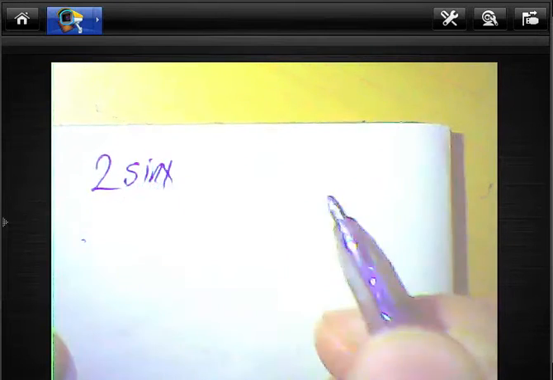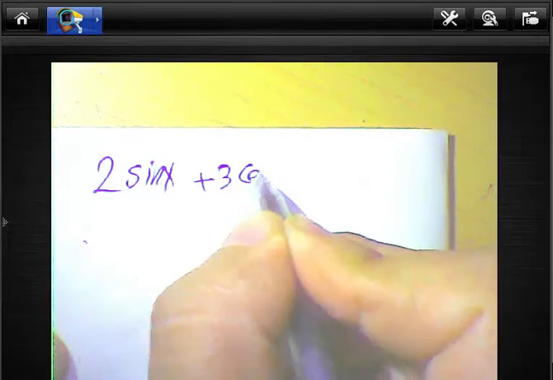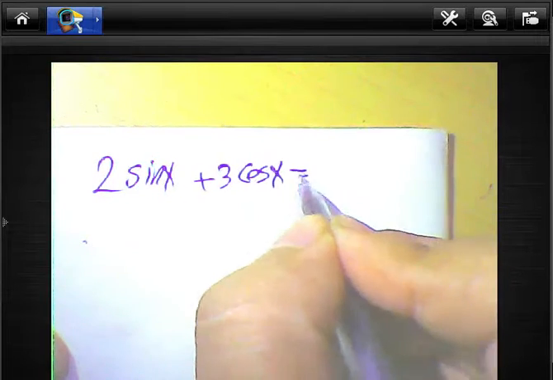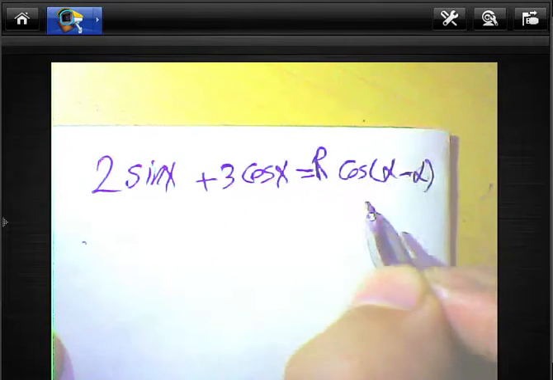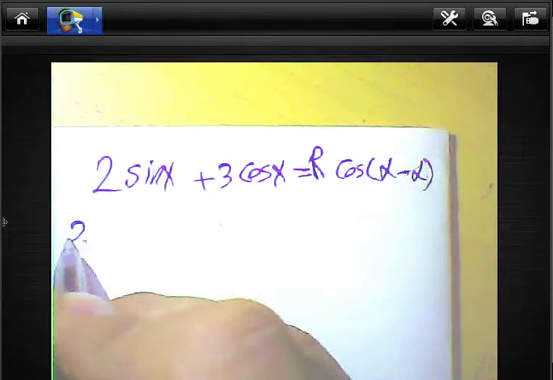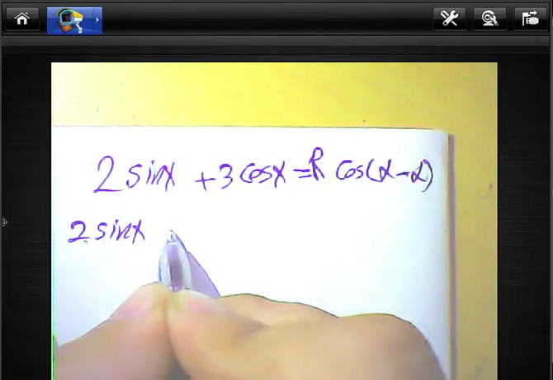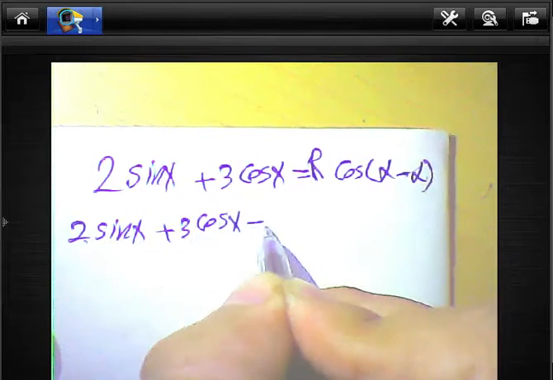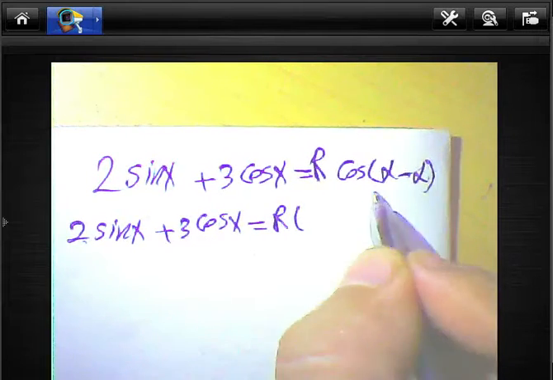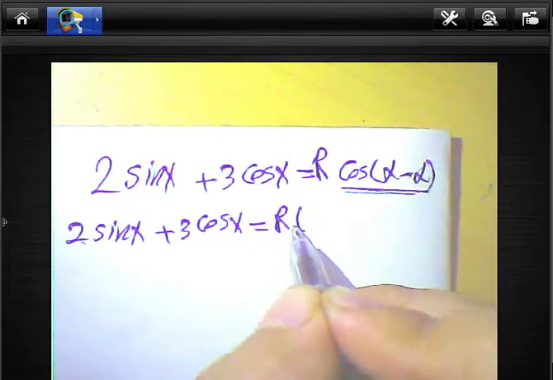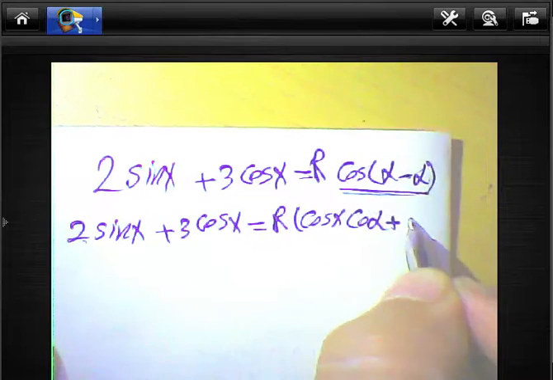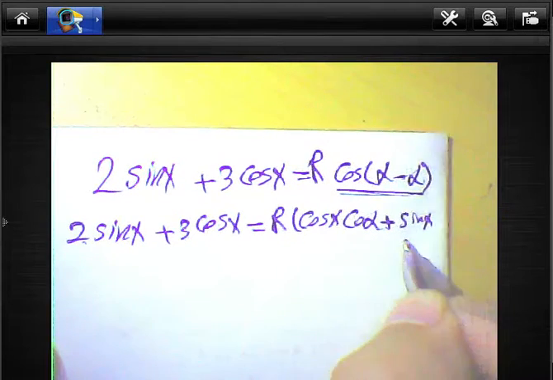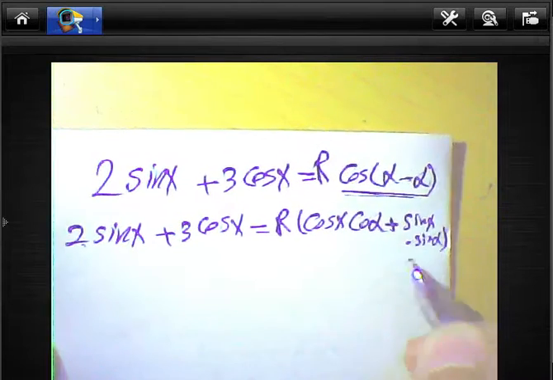Question number 2. 2 sine x plus 3 cosine x equals r multiplied by cosine of x minus alpha. We can write 2 sine x plus 3 cosine x equals r multiplied by this expression. We can write it here: cosine x cosine alpha plus sine x sine alpha.